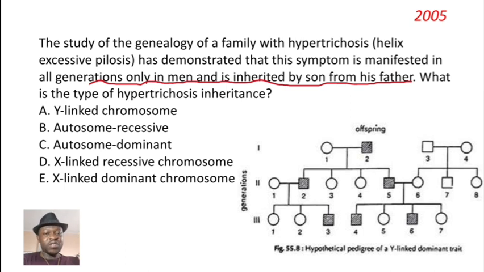Okay, there is another question. I don't want to confuse you, but you can just remember it, right? So the father is passing to all the boys. It's Y-linked chromosome. If the father is passing to all the girls, it's X-linked dominant. Okay. So in this case, it's Y-linked chromosome because we are talking about what? All the sons, all the boys.